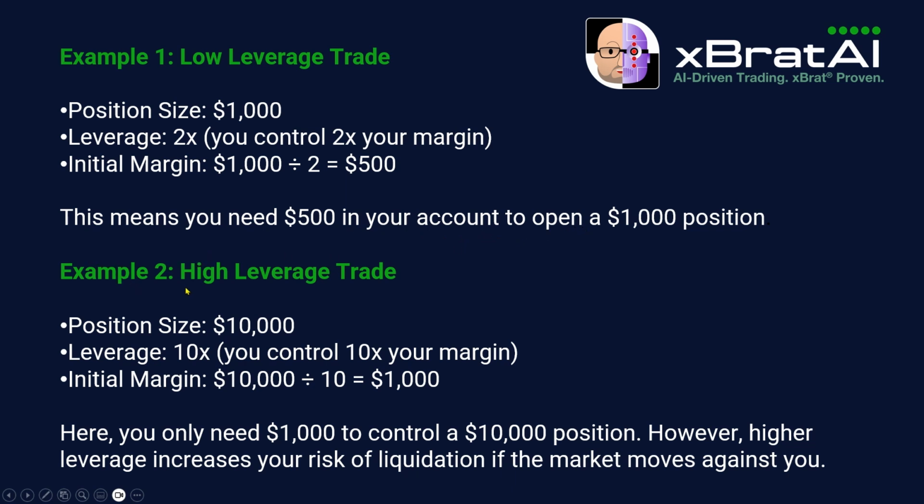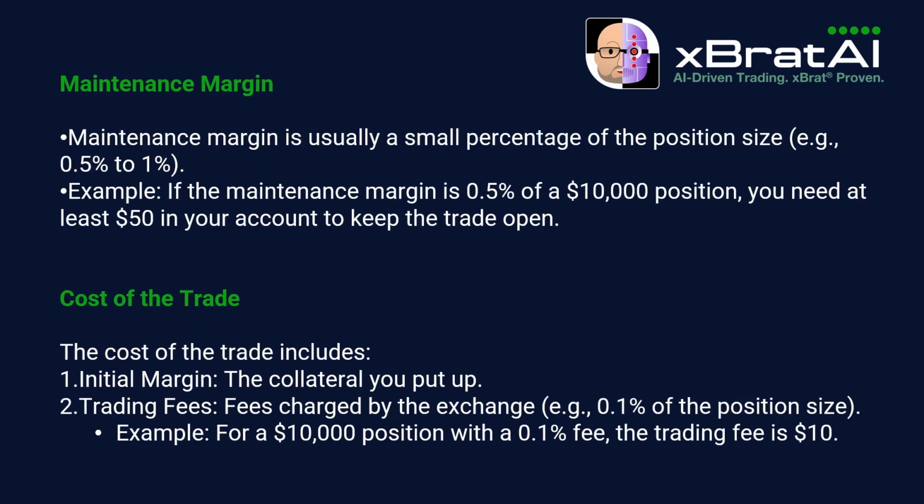This next example is a higher leverage trade. So position size this time is $10,000, but with a leverage of 10x, so that's 10 times your margin. Initial margin of 10,000 divided by 10 is $1,000. So here you only need $1,000 to control a $10,000 position. However, higher leverage increases your risk of liquidation if the market moves against you. And we're going to look at an example of that in a little while.